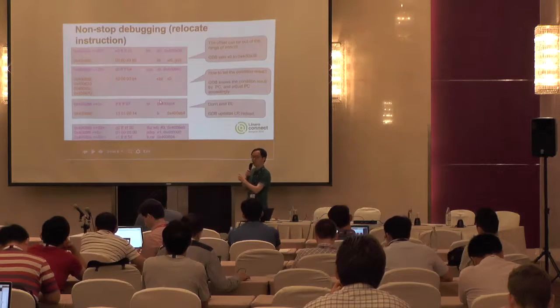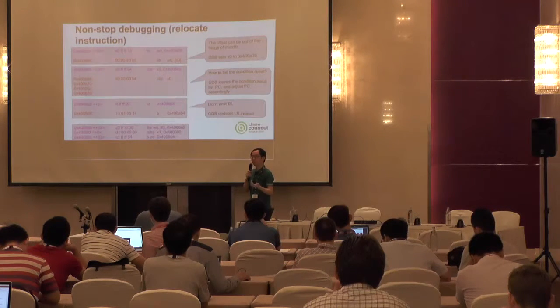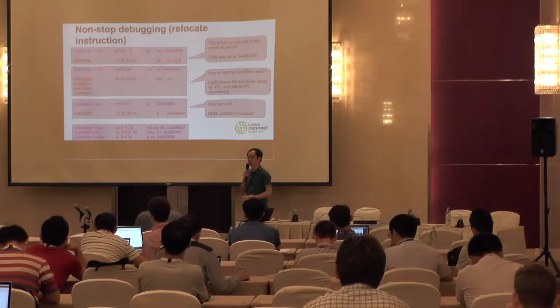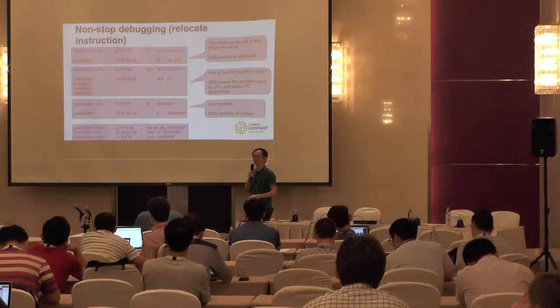Since this instruction has a side effect, which means it will write the next address to LR. So if you execute this instruction somewhere else and you still execute BL, the LR register is wrong. So in this case, we have to execute the B instruction without updating the LR register, but the GDB writes the LR register by itself.